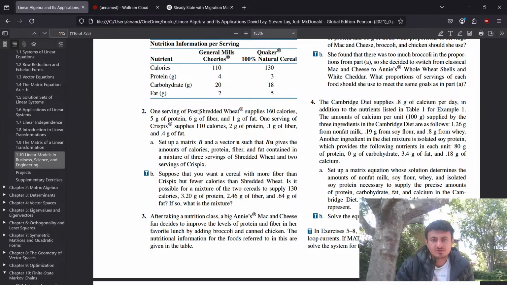One serving of Post Shredded Wheat supplies 160 calories. Okay, so we have 165, 6, 2, or 1. And then we have 110, 2, 0.1, 0.4.